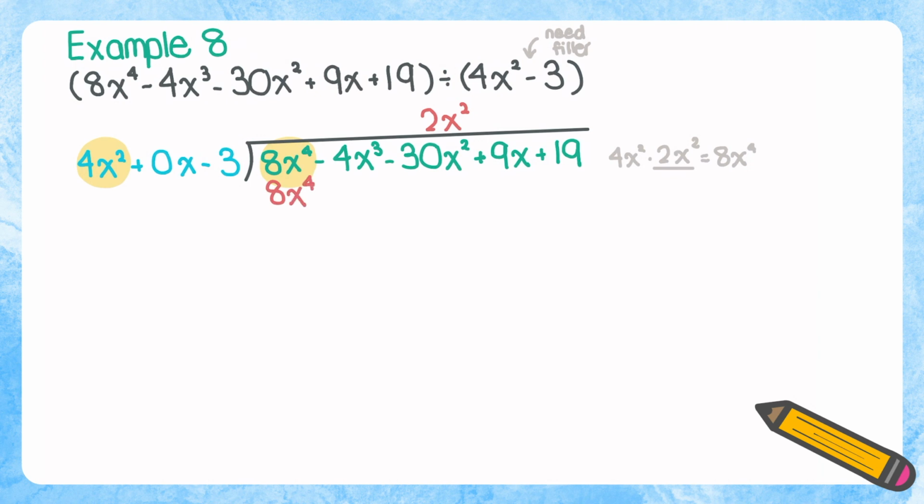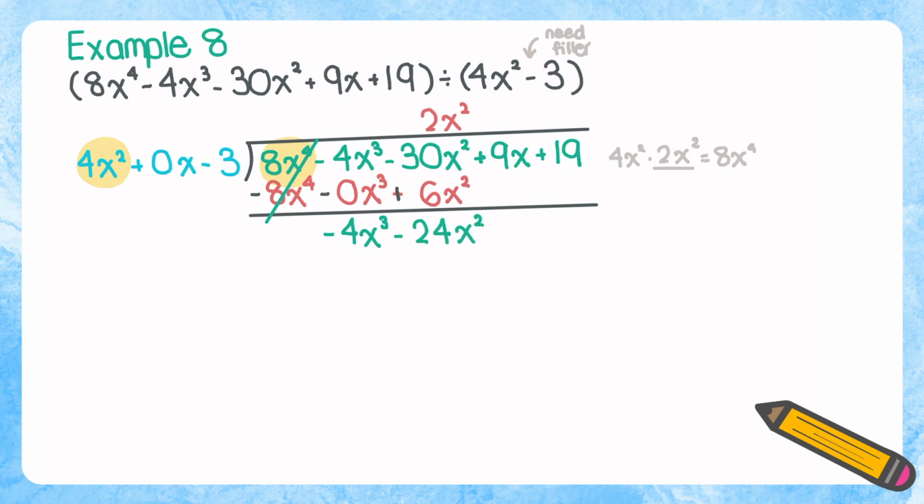And make sure you distribute to the filler as well. So 2x squared times 0x is 0x cubed, and then 2x squared times negative 3 is negative 6x squared. Switch signs for all three terms. First part cancels out. I am left with negative 4x cubed minus 24x squared, and then I pull down the plus 9x.